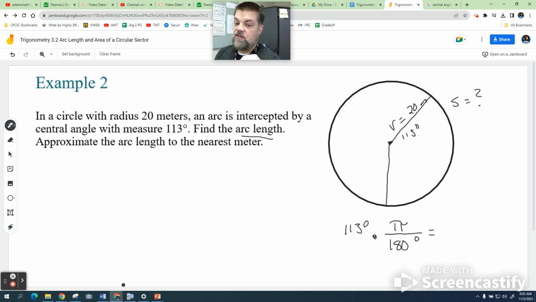I think 113 is a prime number, which is funny. So this is going to be a little complicated, but it's okay. Maybe something will cancel out.